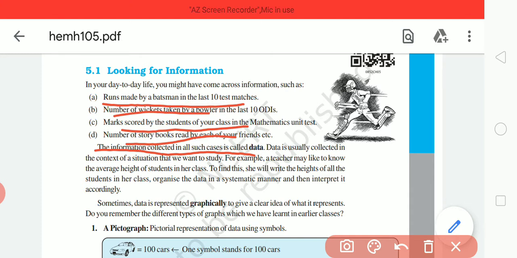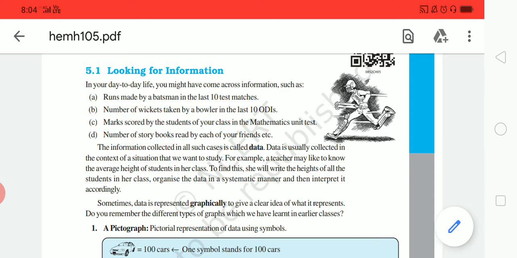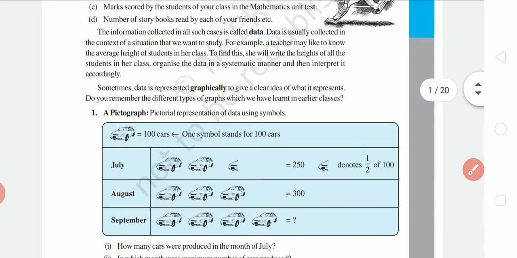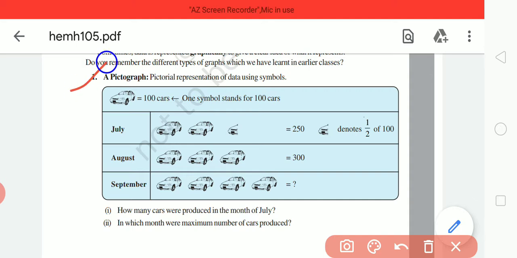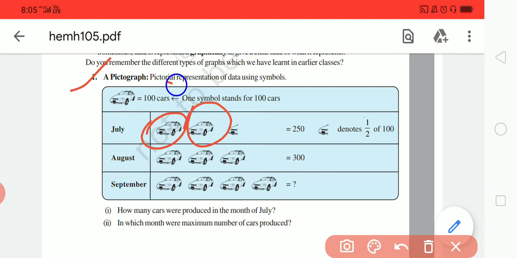When you organize this data in some continuous frequency, it becomes grouped data, and we can represent this in graphical form also. You have studied many types of graphs. First, you have studied the pictograph from class 2nd or 3rd, in which we use objects to show the data. So a pictograph is the pictorial representation of the data using symbols, right?